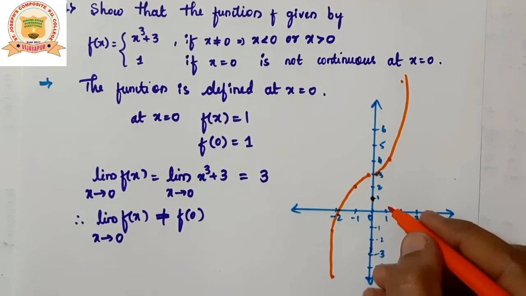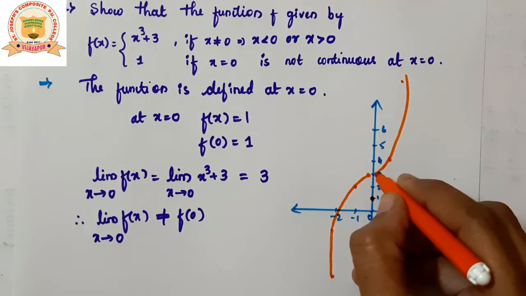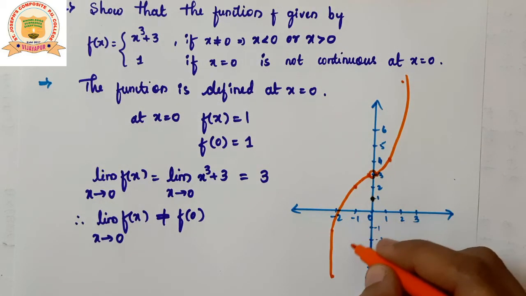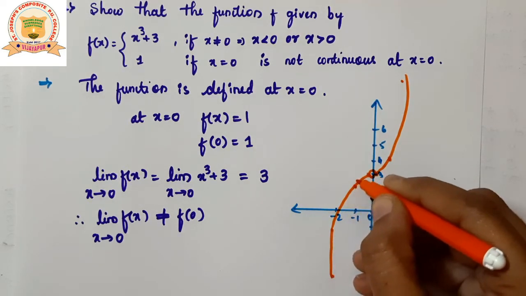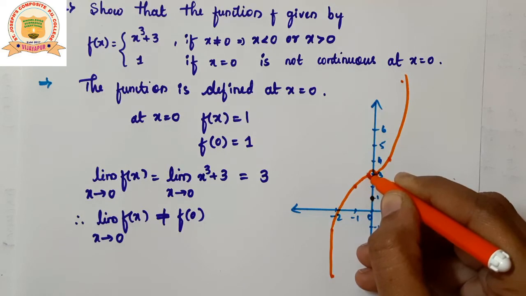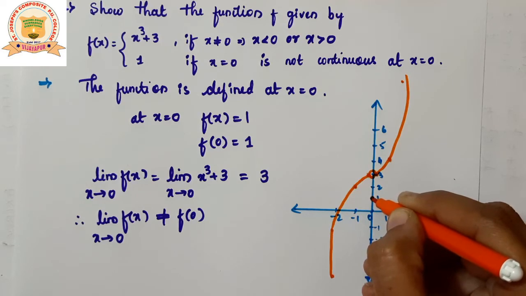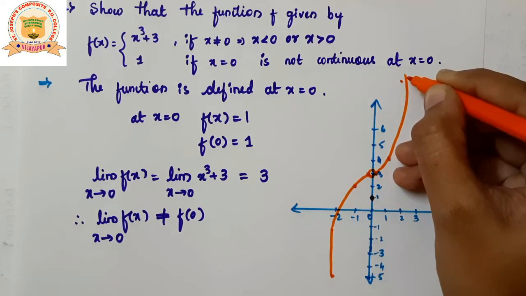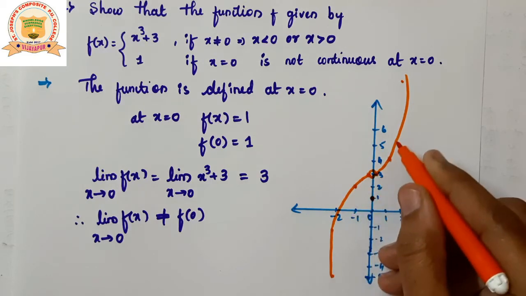Okay, but at x is equal to 0, the value of the function is 1. It is not equal to 3. Therefore, we have to make a hollow hole here. Nothing but, if you want to draw the graph of this function from here, we have to lift the hand at x is equal to 0, because we have to mark at y is equal to 1. Again, for positive values of x, again we have to move like this. Therefore, we have to lift the hand at x is equal to 0 to complete the graph.